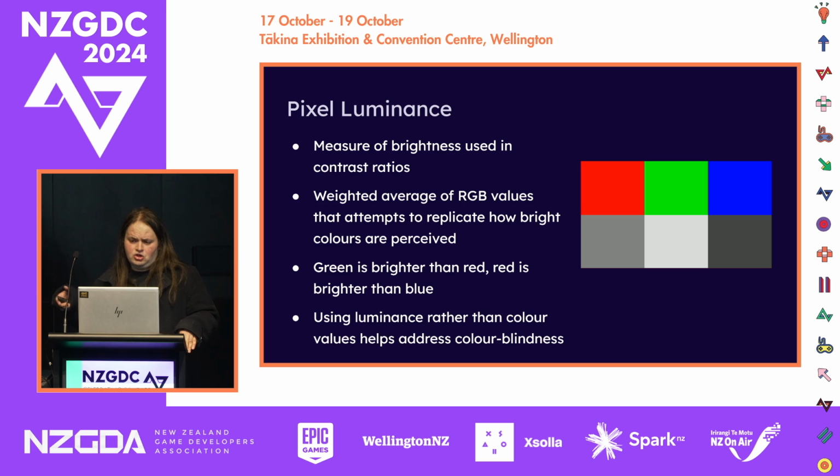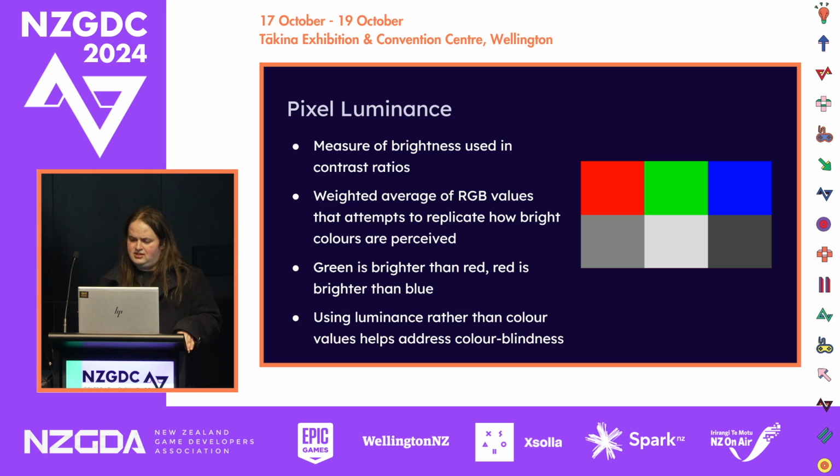The calculation doesn't use red, green, or blue values directly. It is calculated using the brightness of a pixel, and the brightness value is pixel luminance, which is a weighted average of the red, green, and blue values that attempts to account for how our eyes see colour. The average human eye perceives green as brighter than red and red as brighter than blue. So green contributes the most to pixel luminance and blue contributes the least.